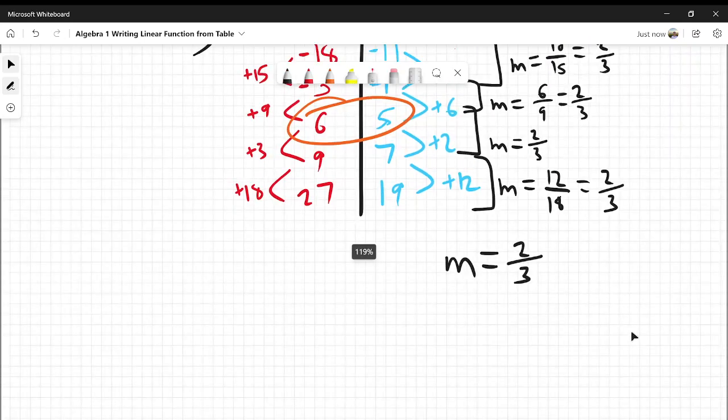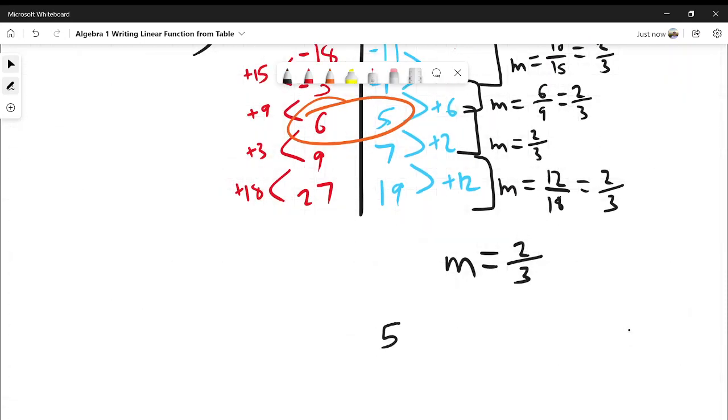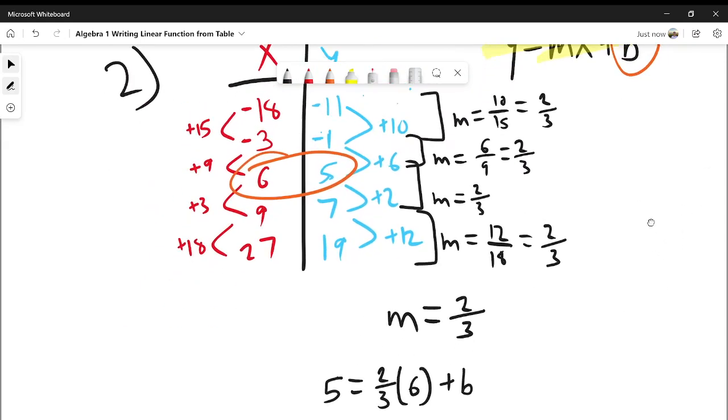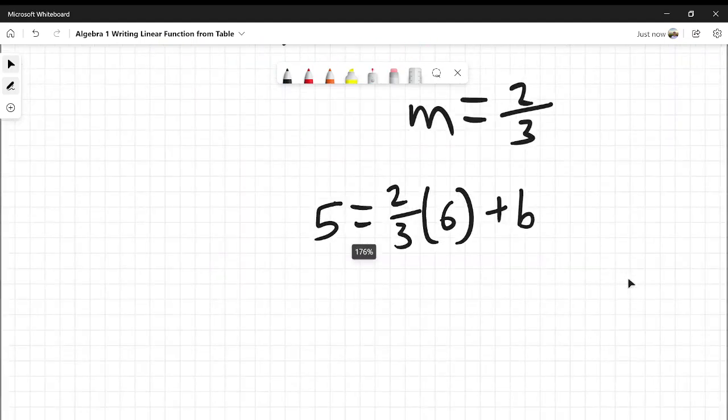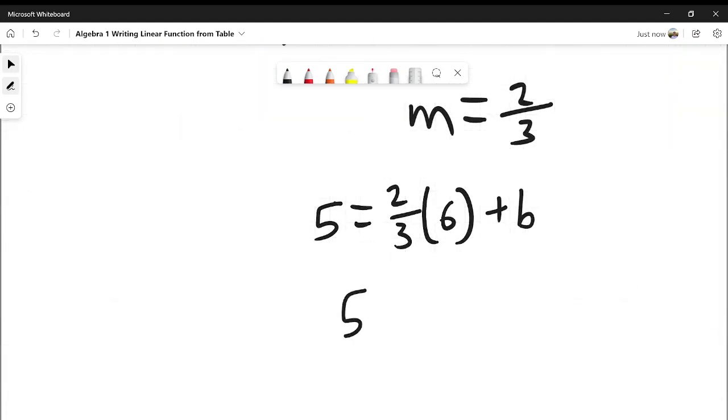So here's how it's going to look. It's going to be 5 equals 2 over 3 times 6 plus b. Did you see what I did over there? I basically just put in this y value over here, and then I put in the x value over here, and then the m value, or the slope, is over here. Now all we need to do is solve for the b variable, which is our y-intercept. So that's going to be 5 equals 12 over 3 plus b.